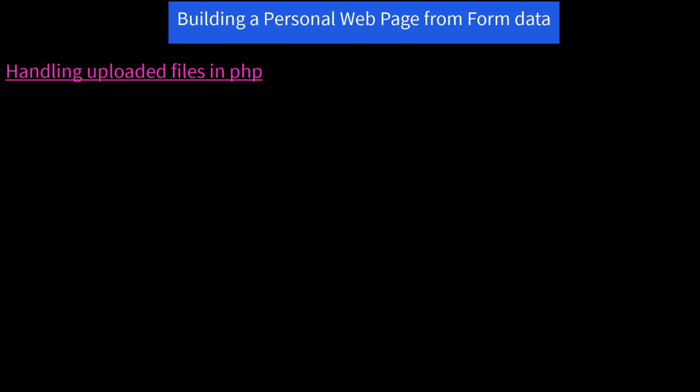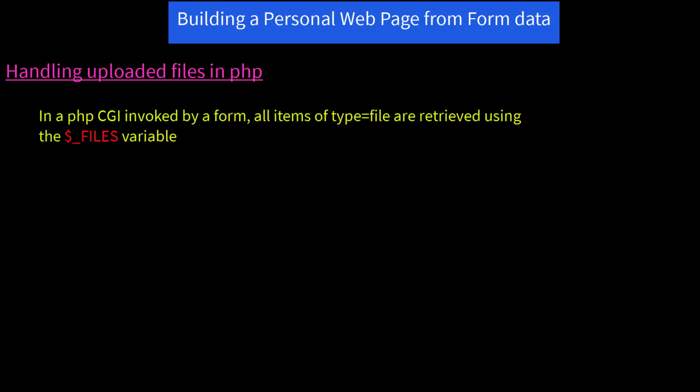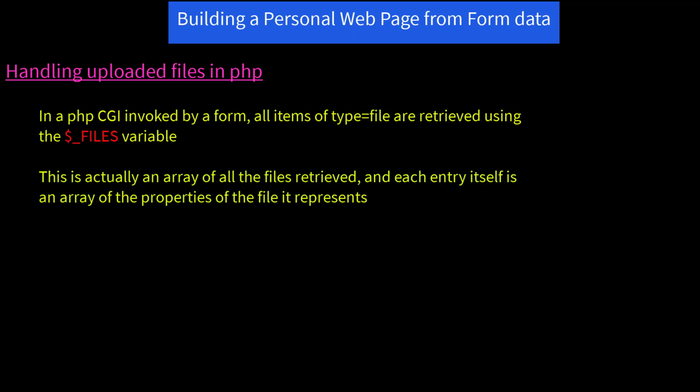So, handling uploaded files in PHP. Recall that for a form to upload a file, the method for the form has to be post. The enctype for the form has to be multipart/form-data, and the input control used must have type equals file. In a CGI invoked by a form, all items of type equal file are retrieved using the $_FILES variable. This is actually an array of all the files retrieved, and each entry itself is an array of the properties of the file. These files are stored in a temporary directory on the server.